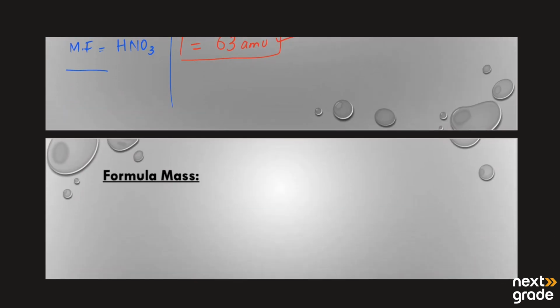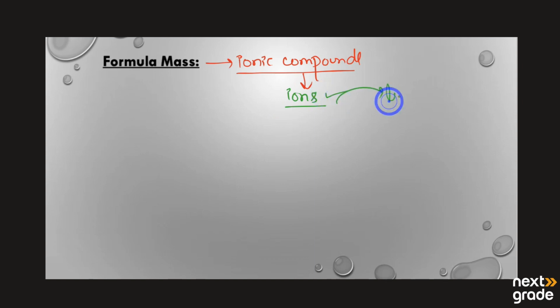Next we have the formula mass. What is meant by the formula mass? Basically, the formula mass is given for ionic compounds. You must know what ionic compounds are. All the compounds that are made up of ions are known as ionic compounds, and ions are formed as a result of the loss or gain of electrons. So this is about ionic compounds.